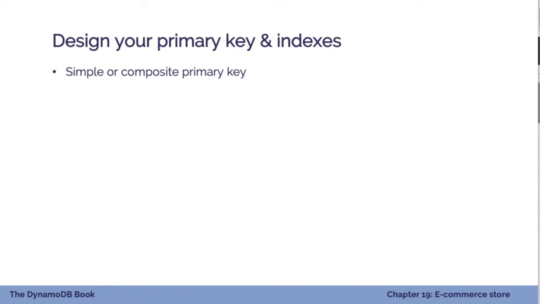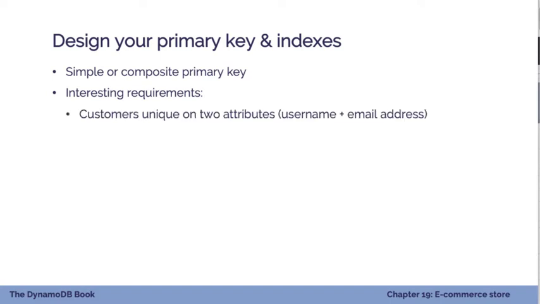And thinking about what entity to start with, what sort of interesting requirements do we have? I think two main categories. Number one, a customer needs to be unique on two different attributes, the username and the email address. So that's a kind of an interesting requirement. Usually it's just on one attribute, so we'll see how to handle that.